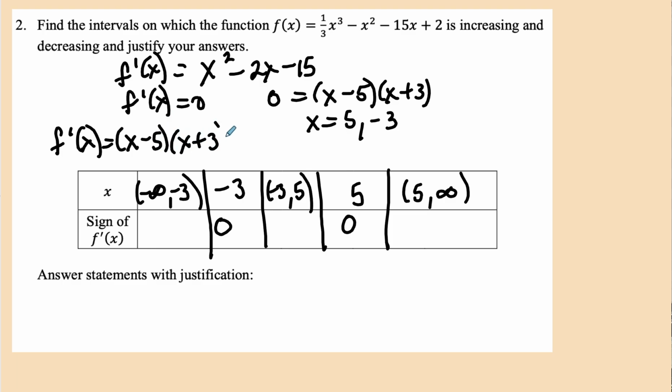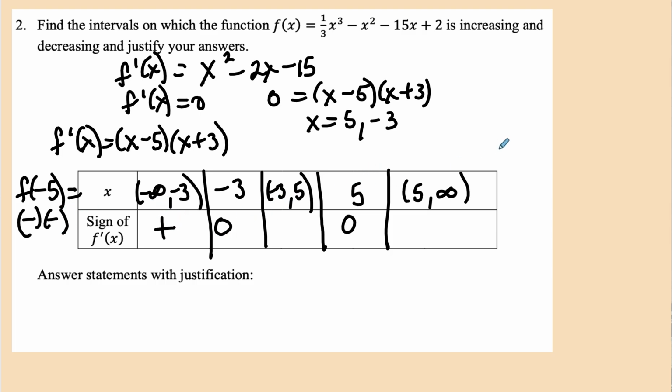All right, I'm going to test out a point, and the point I'm going to test out is, I'll say negative 5. And when I put negative 5 in here, I know that in this factor I'm going to have a negative value. And when I put negative 5 in here, I'm going to have a negative value here as well. So a negative and a negative make a positive.